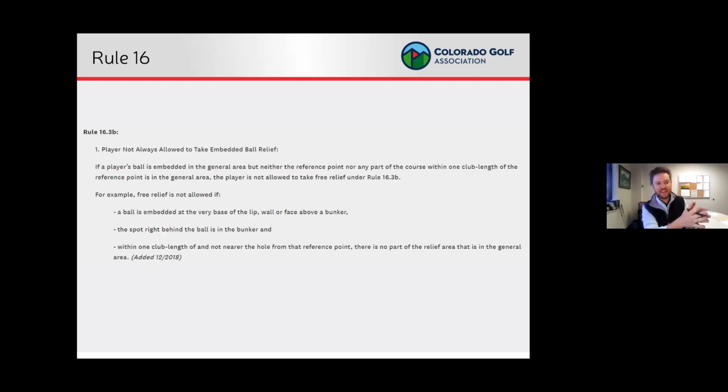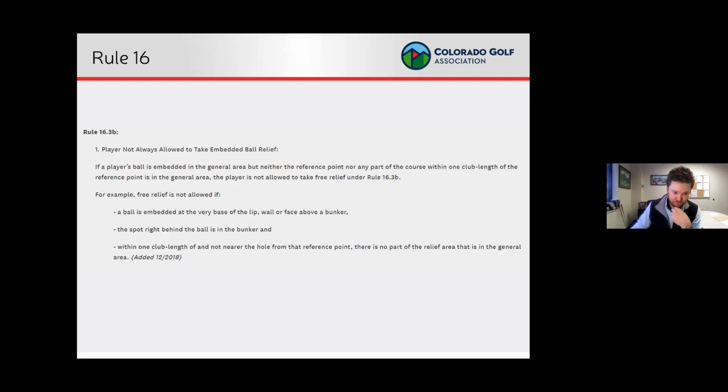So think of that, again, that icing on the cake there, that area of the bunker that's not a bunker, but is the general area. So it is embedded in the general area. So step 1's there. The spot right behind the ball is in the bunker. Okay, that's still fine because it doesn't have to be in the general area. The reference point doesn't have to be.